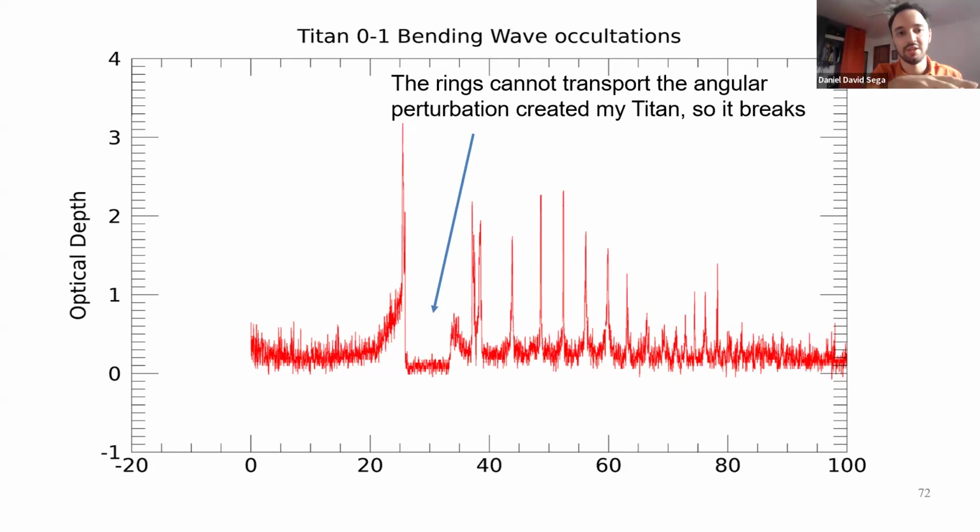So there may be a critical viscosity value, and this may be an interesting case study to understand why this type of lack of transport occurs here. Here the resonance is at 0, and Titan is very big, so that's part of the reason why this is so strong.